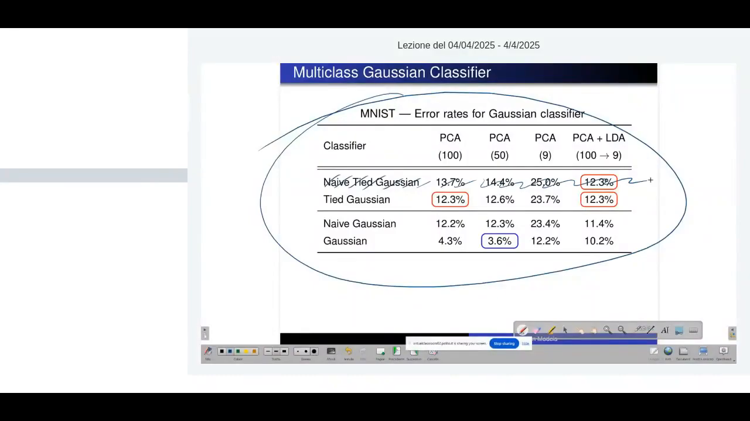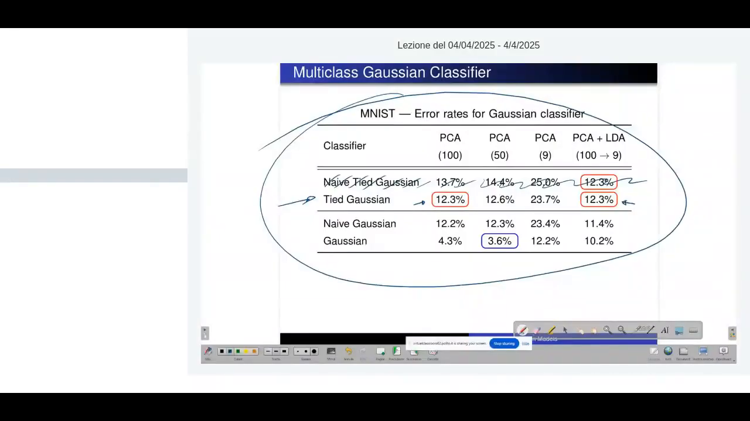We have the tied Gaussian. The tied Gaussian works as LDA, and it shouldn't be surprising now that these two values are the same. We have seen it works as LDA for a binary task. It gives the same separation rules.